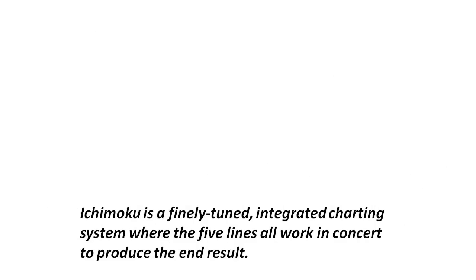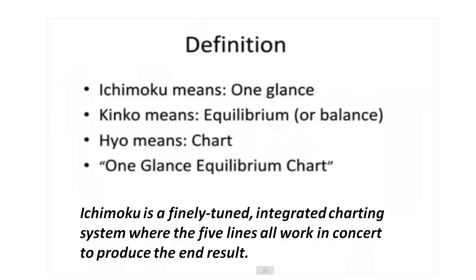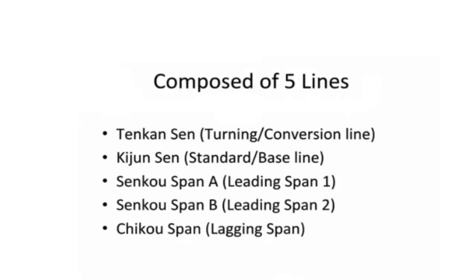Ichimoku is a very finely tuned integrated charting system where all five lines I'm going to discuss work in concert to produce the end result. Ichimoku means one glance, Kinko means equilibrium or balance, and Hyo means chart. It's composed of five lines: Tenkan-sen, Kijun-sen, Senkou span A and B, and Chikou.